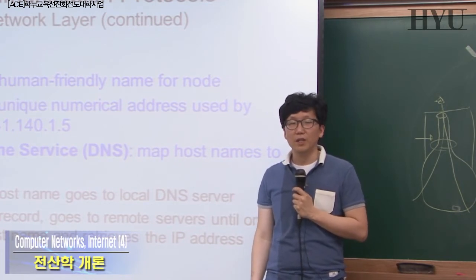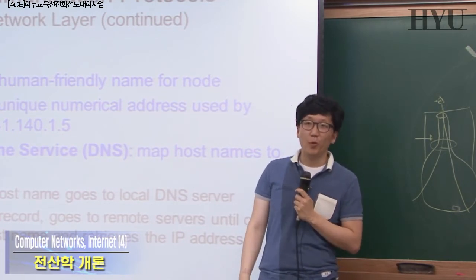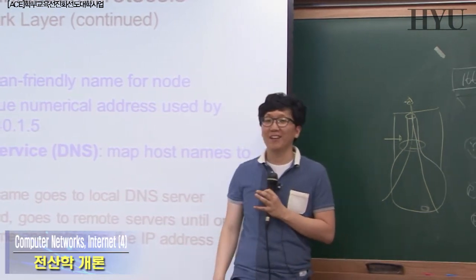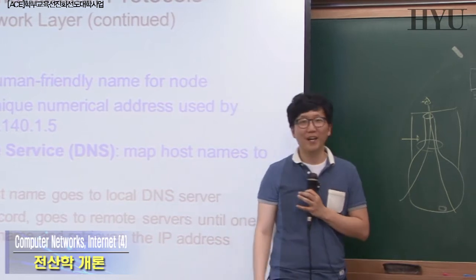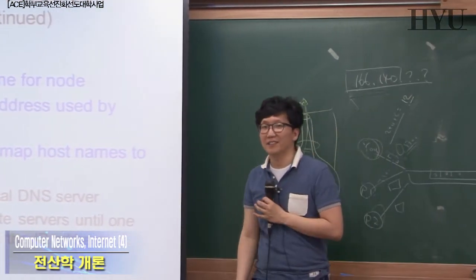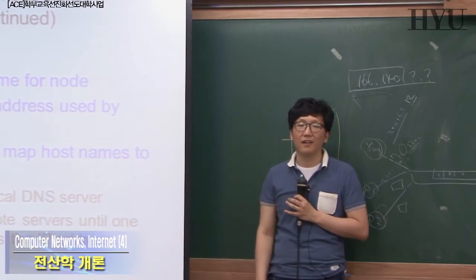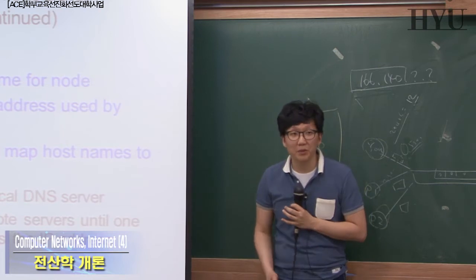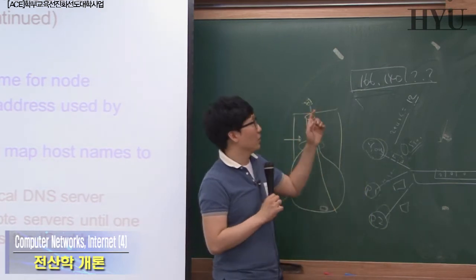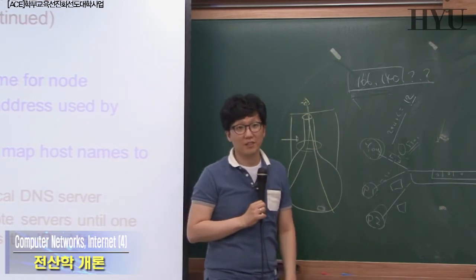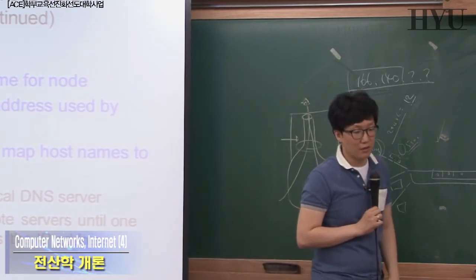But for the Hanyang University network, we typically don't know the IP addresses. Do you know the IP address of the Hanyang University main web page? Do you usually memorize that IP address to type it in? No, right? Instead, you memorize www.hanyang.ac.kr. It's easier to memorize. Simply put, we're giving a name to these IP addresses.